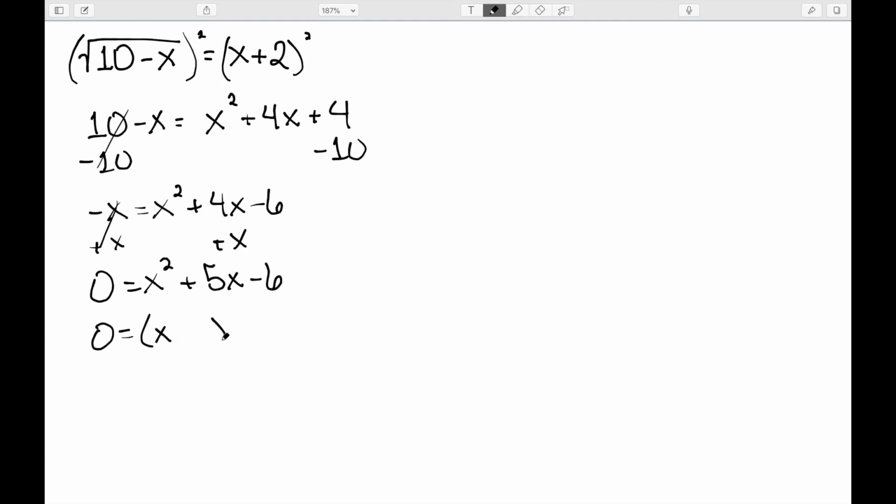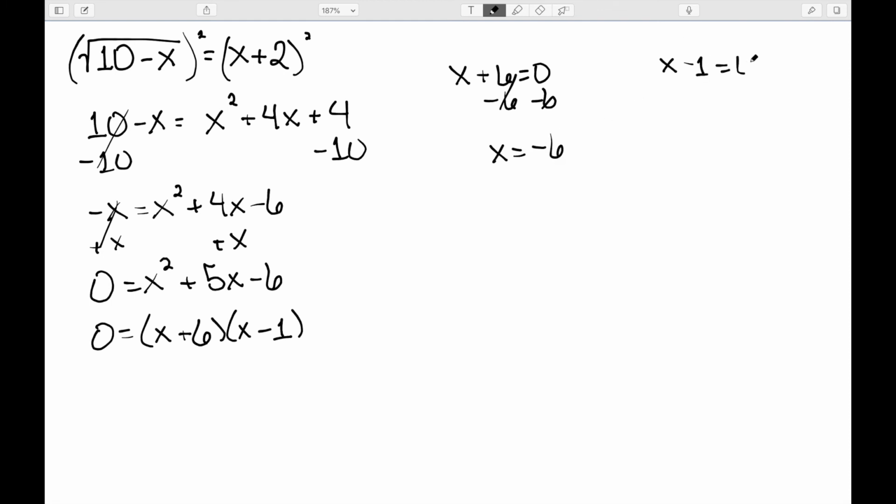I need two numbers that multiply to give me negative 6 and add to give me positive 5. And I can get that with positive 6 and negative 1. So I have x plus 6 equal to 0, or x is equal to negative 6. I also have x minus 1 equal to 0, or x is equal to 1.